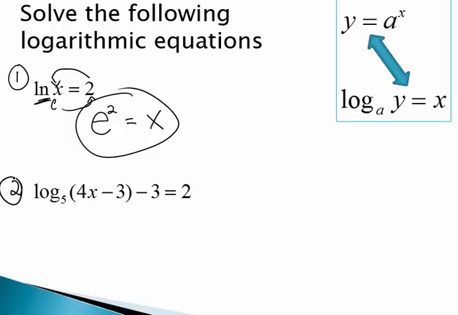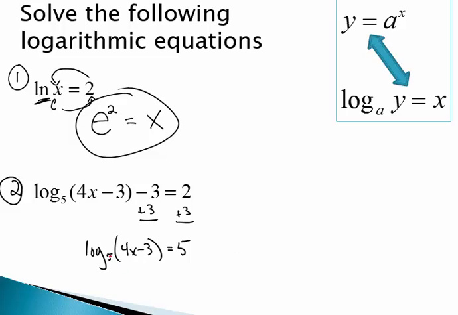Number 2. I should mention before we apply that property that I have in the upper right-hand corner, I need to always have the log or the exponential isolated. I need it all by himself, the log expression. So in this example, I'd have to do one step in order to do that. If I add 3 to both sides, I'm now dealing with log base 5 of 4x minus 3 equal to 5. And then I apply my property.